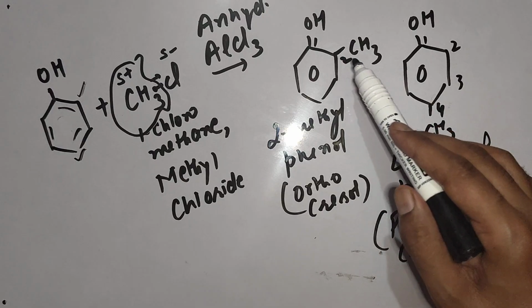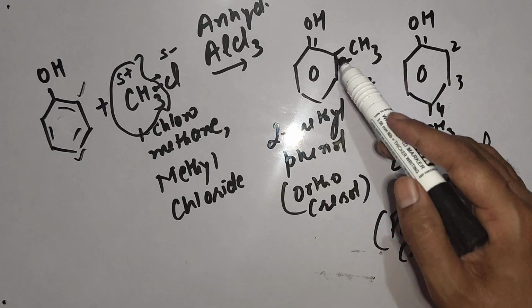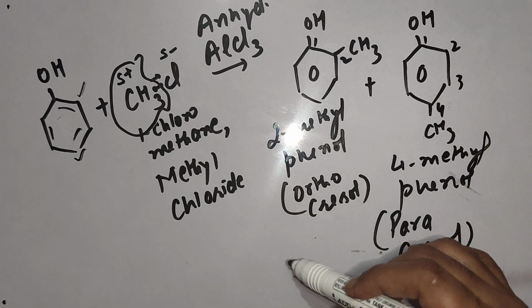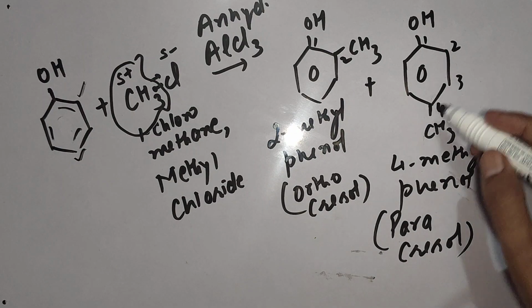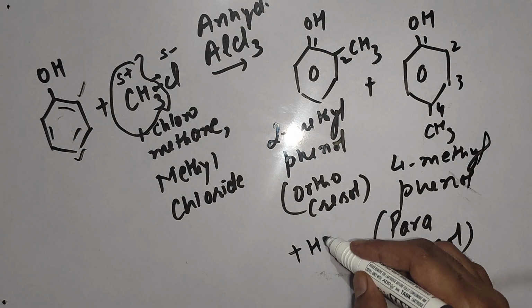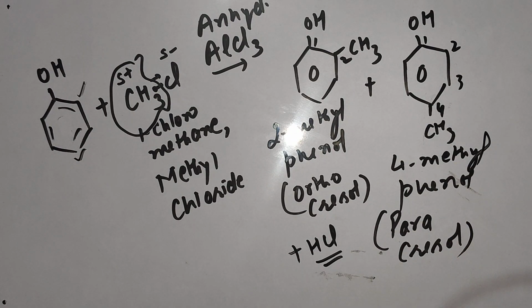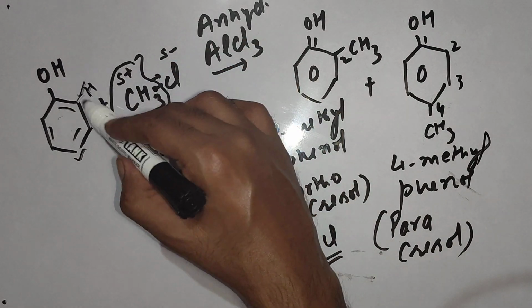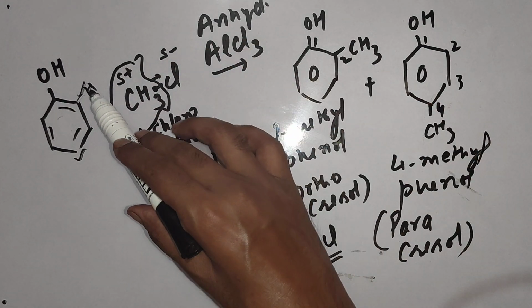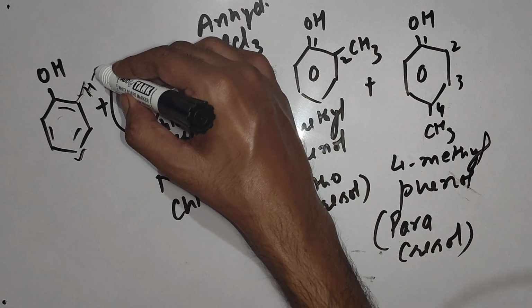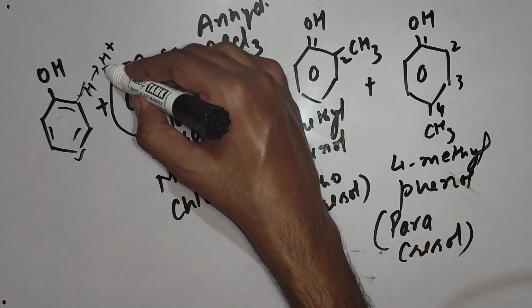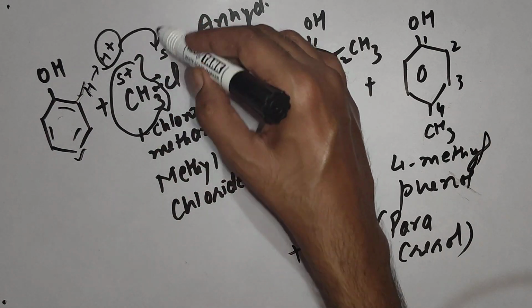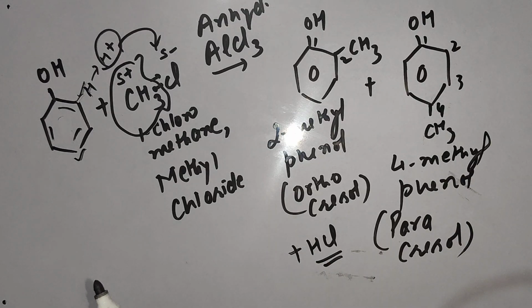Look, some particles will join on the ortho position and some will join on the para position, and let me tell you what the side product will be. HCl will be the side product. How? Because here hydrogen will be substituted by CH3, and hydrogen will always be released as H positive. This H positive will combine with Cl negative. The side product will be HCl.